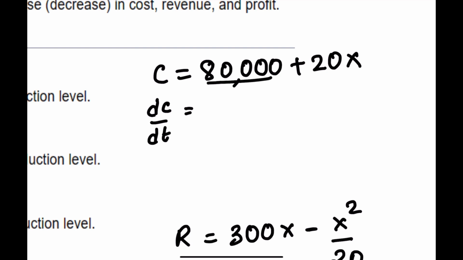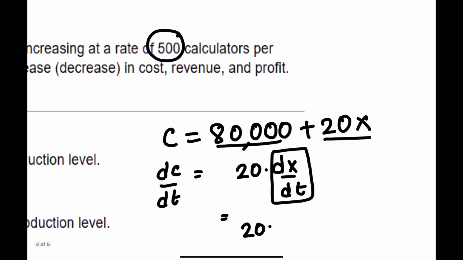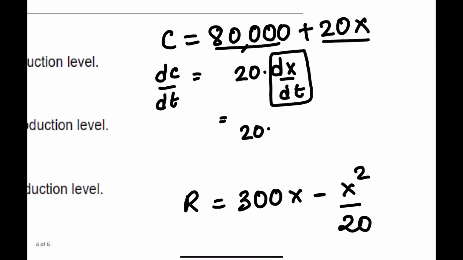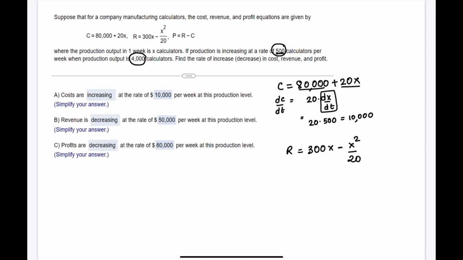So differentiation of 80,000 is a constant, which is a 0, and differentiation of 20x is 20 dx by dt. And I know dx by dt is the rate of calculators produced per week, which is 20 times, what is the rate of calculators produced per week? 500. So times 500. So this is going to be 10,000. So the cost is going to increase by 10,000. And that's what I have, increase by 10,000.